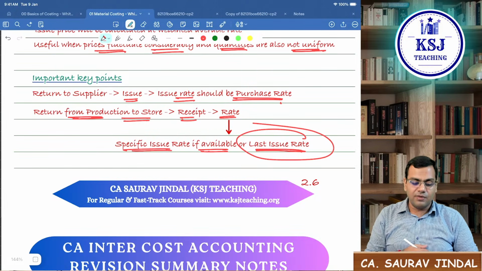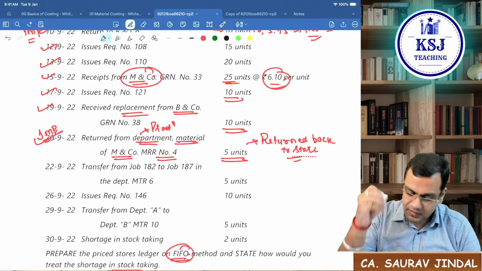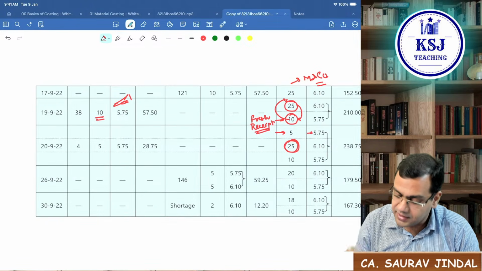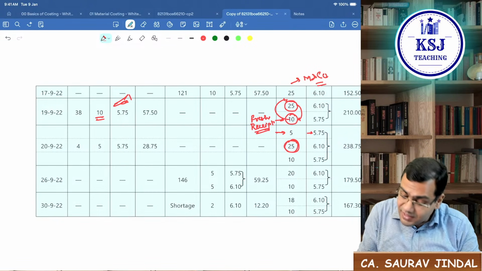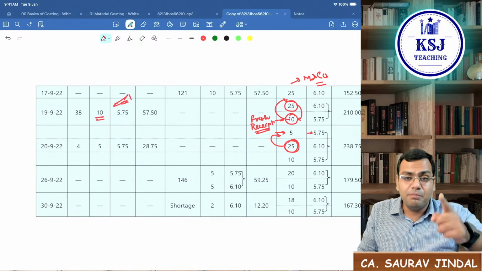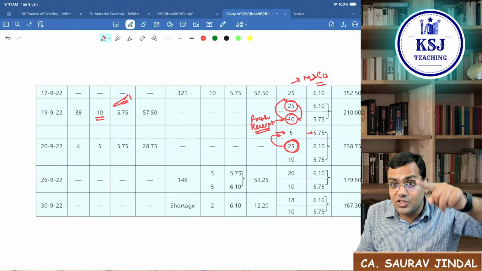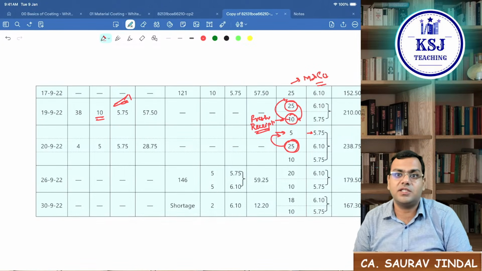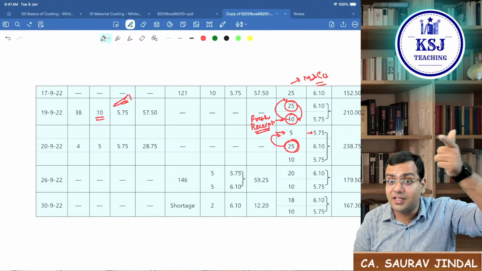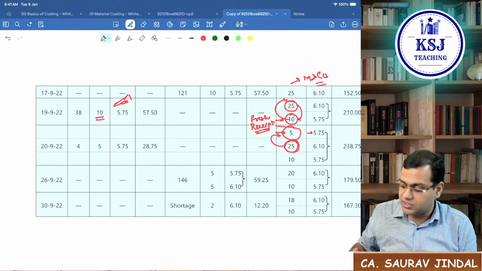So in this case we will take what? In this case we'll take the last issue rate. That is what the institute has also taken. 5 units at 5.75. Now, sir, will this be recorded before 25? Yes. Because these were originally received in the store earlier than 25 units. So next time you issue, you will first utilize these 5 units.